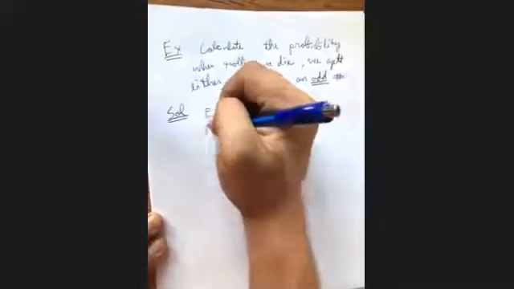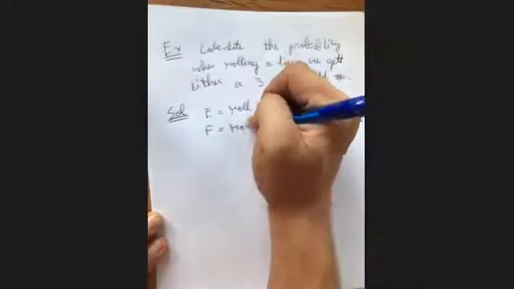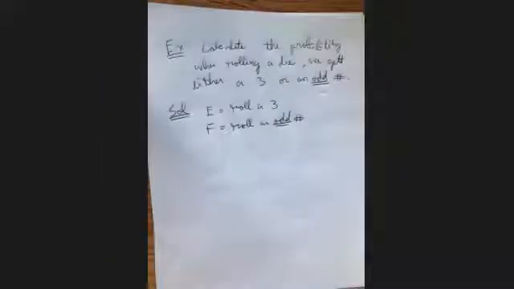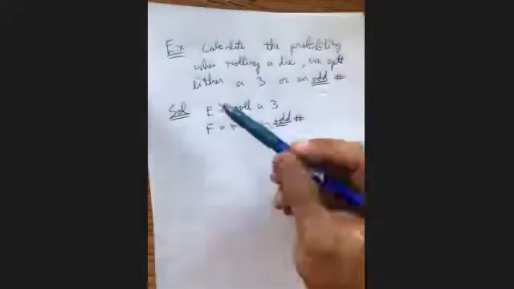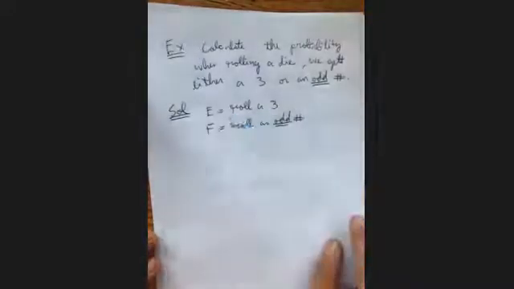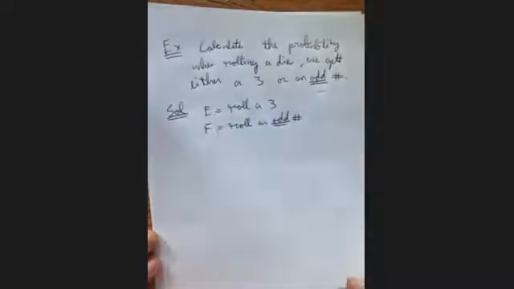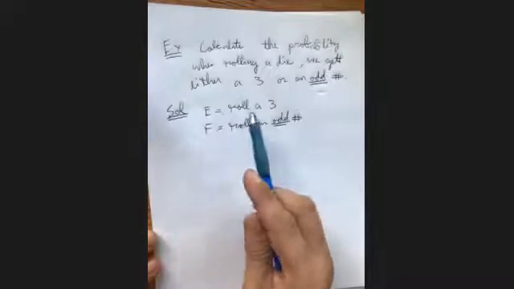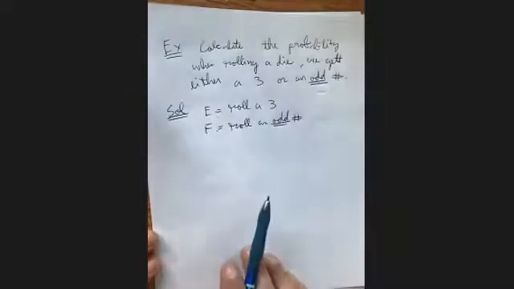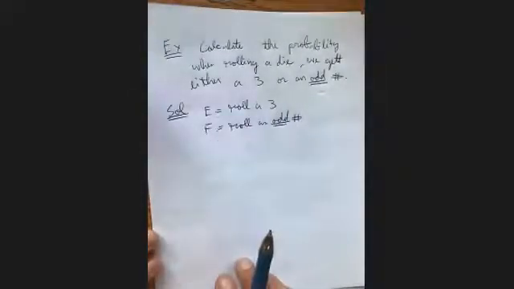So we look at the two events. The event E is we roll a 3, and event F will be rolling an odd number. So the event E and the event F, we can determine, are not mutually exclusive. Both of these events can occur simultaneously. And that is because if we roll a 3, we are also at the same time rolling an odd number, because 3 is an odd number. So we cannot consider these two events mutually exclusive.